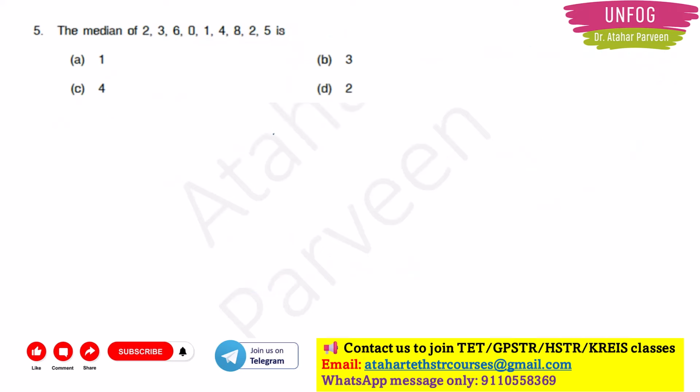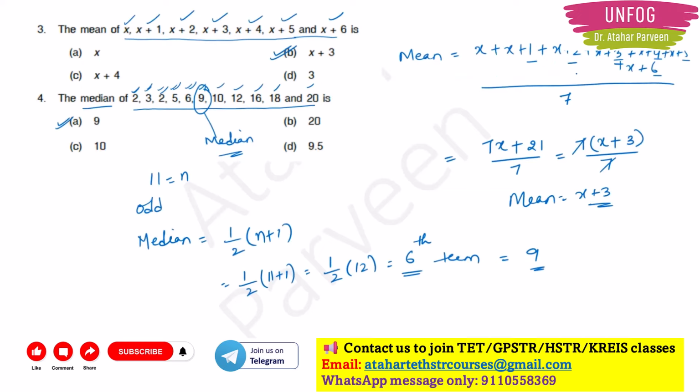Question number 5. The median of 2, 3, 6, 0, 1, 4, 8, 2, 5 is. See, if you have attended my last class, you must remember that we had 3 steps, right? The first step to find the median was that the series should be in ascending order. In the previous sum, the series was already in ascending order, correct? That's why we did not change the order there, so we did not bother.